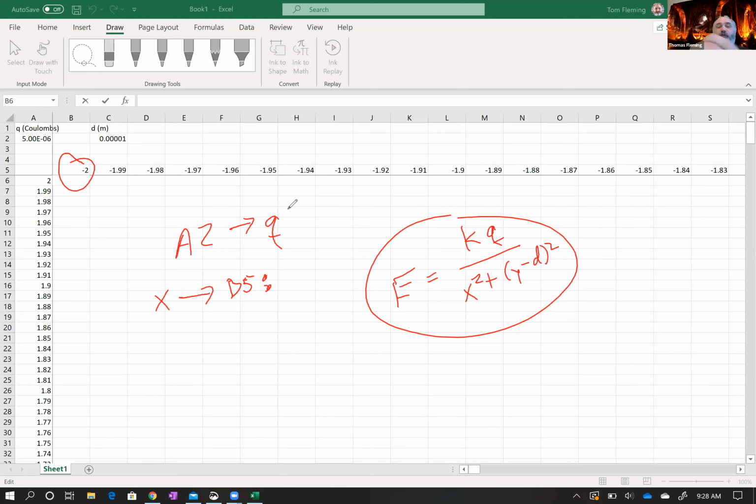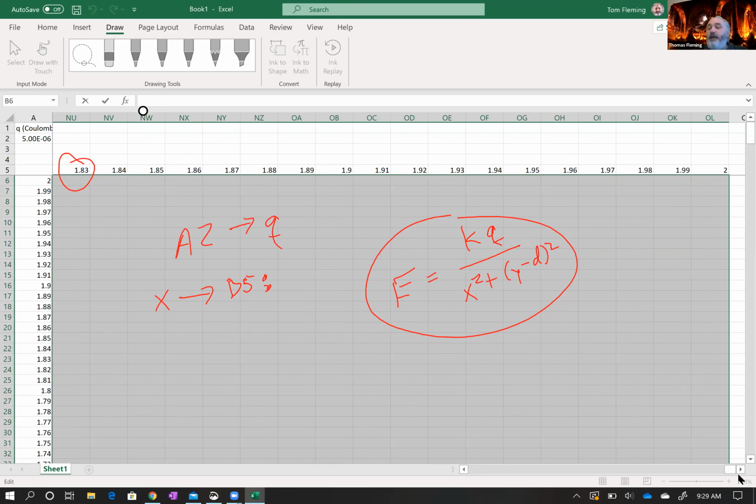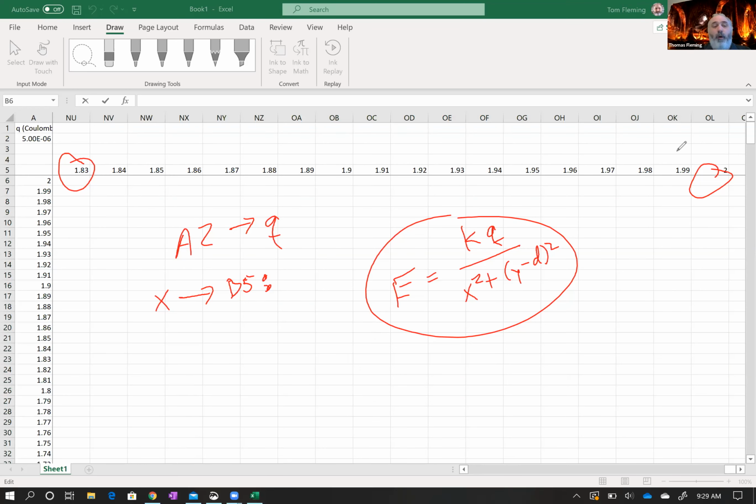Well, if I scroll all the way over, I can't do that with the annotations on. Aha, here's the last cell that has one of my x's in it. That's cell OL6, or sorry, OL5. So when I write, everywhere I see x, I'll replace it with B5 colon OL5. And that way it'll pick the appropriate number out of that top column.